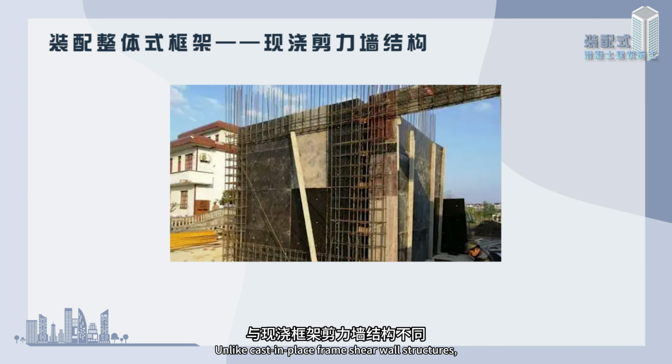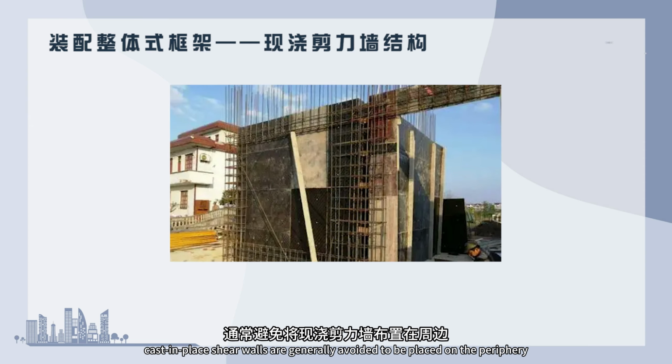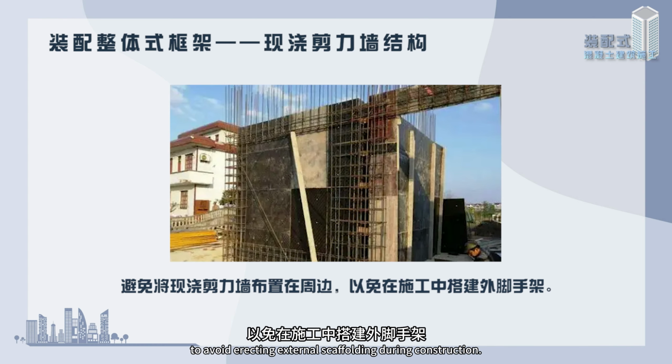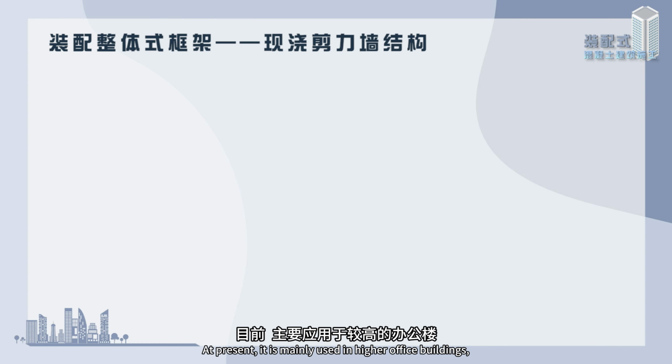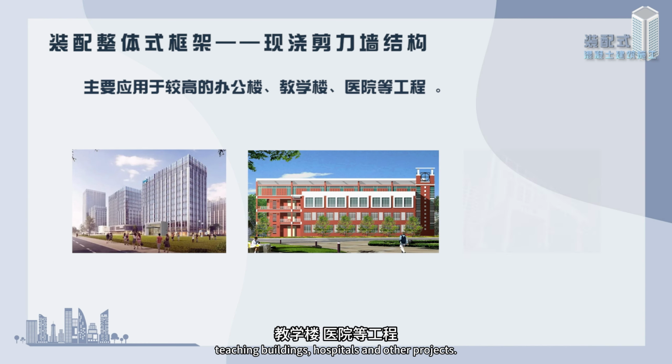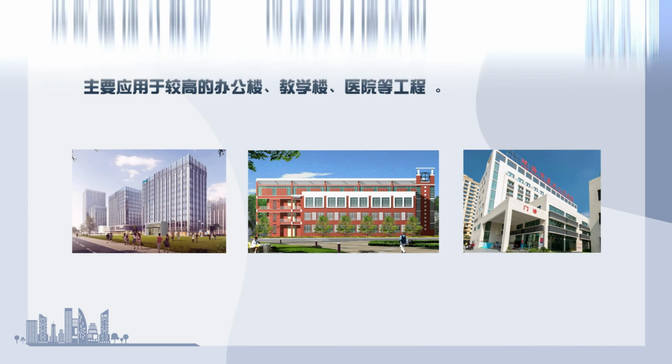Unlike cast-in-place frame shear wall structures, cast-in-place shear walls are generally avoided on the periphery, to avoid erecting external scaffolding during construction. At present, it is mainly used in higher office buildings, teaching buildings, hospitals, and other projects.